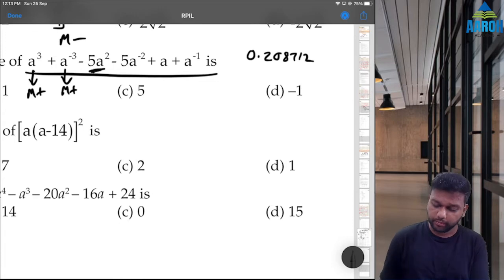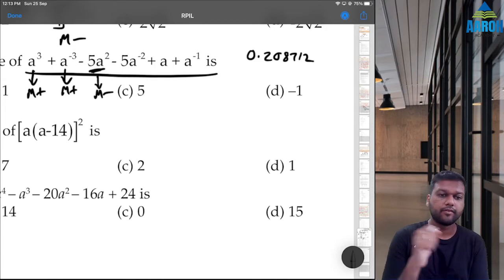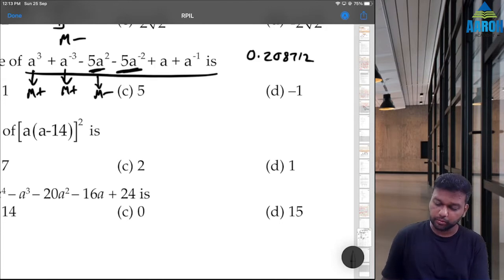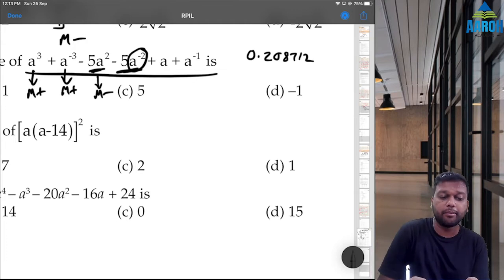Now again we'll have to type 0.208712 into equal to. So square, into 5. So whatever that is, press M minus. Now this is not reciprocal because 5 is as it is. So again 0.208712 into equal to, that gives us a square. Then the reciprocal of that, divided by equal to, and then into 5 and M minus.